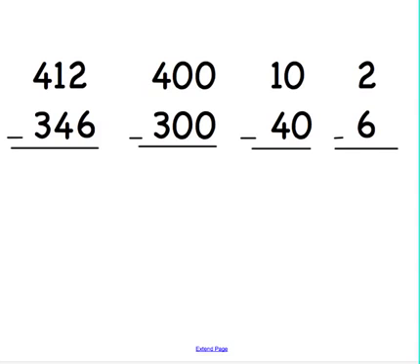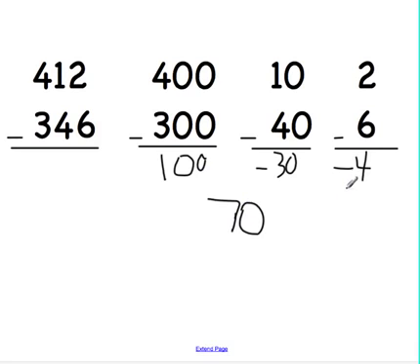Let's do one more. As you can see, I've broken down my digits into their place value parts. 400 minus 300 is 100. 10 minus 40 is a negative 30. 2 minus 6 is again a negative 4. 100 minus 30 is 70. 70 minus 4 is 66. 412 minus 346 is 66.